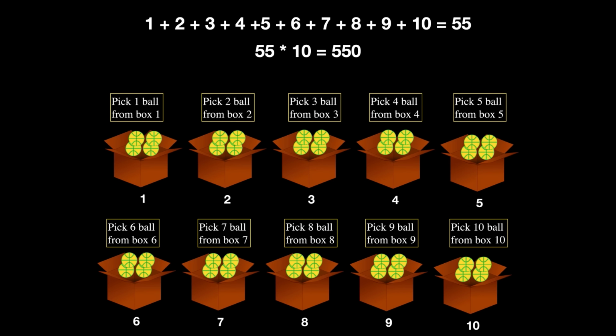550 grams is not possible because we are already told in the puzzle description that one of the boxes comprises defective balls, with each defective ball weighing 9 grams. So this is the catch to solve this puzzle.